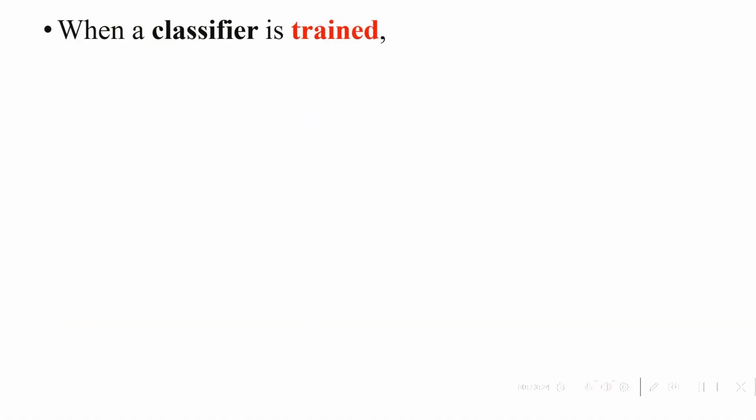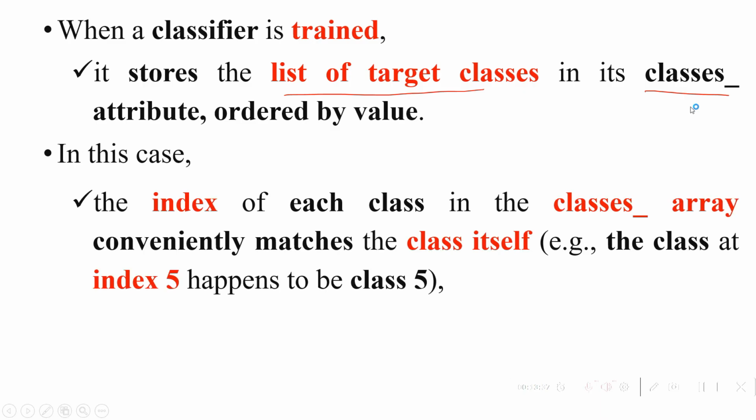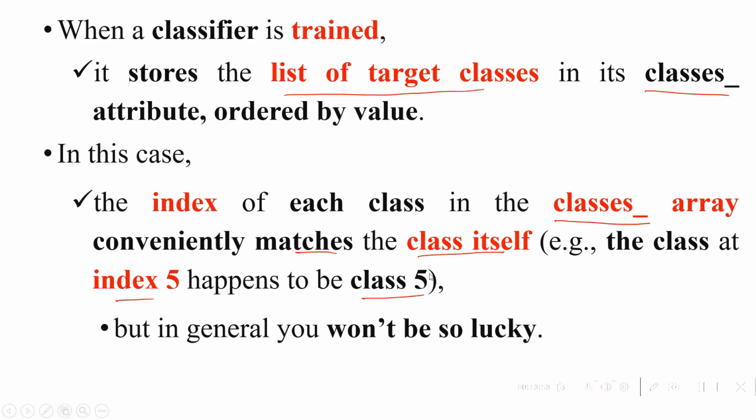When a classifier is trained, it stores the list of target classes in its classes_ attribute, ordered by value. In this case the index of each class in the classes_ array conveniently matches the class itself. That means the class at index 5 happens to be the class label 5. But in general you won't be so lucky.